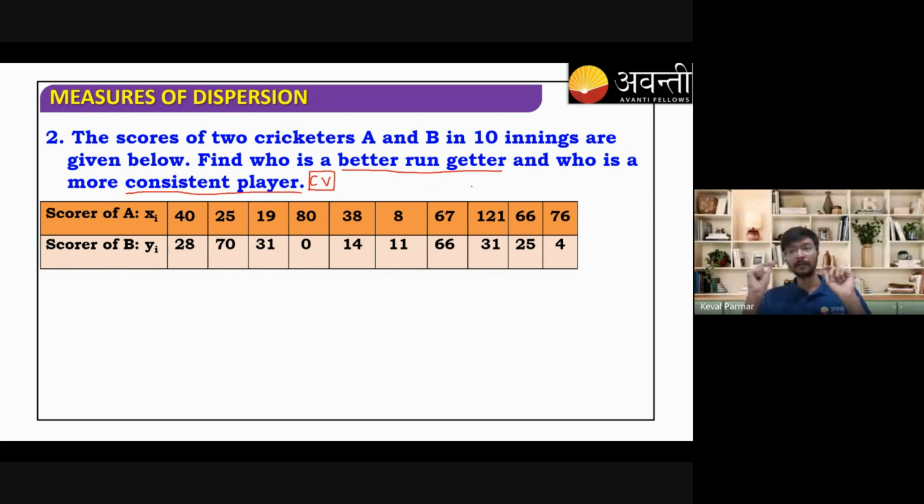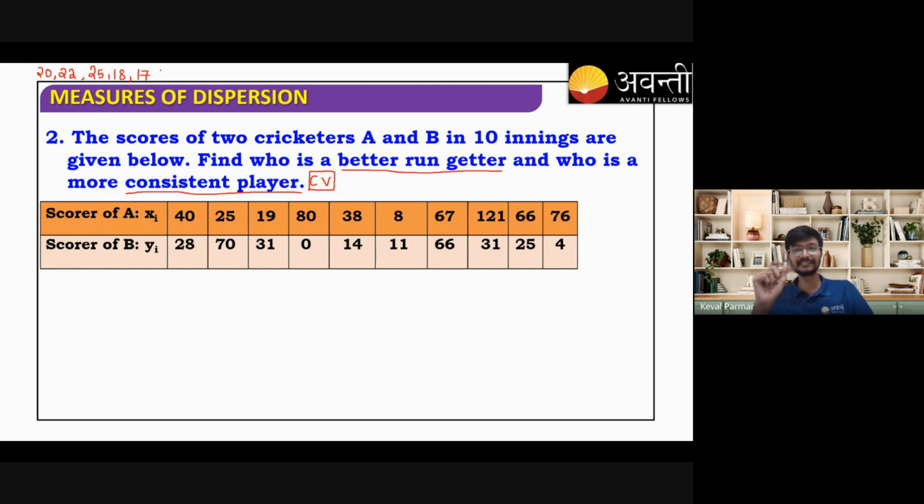Now please mark my words, listen very carefully. It is not important that the better run getter is a more consistent player. Let's take an example. Suppose one of them is consistent but scores around 20 to 30 runs. That means in first match he scored 20, second match 22, third match 25, fourth match 18, fifth match 70.